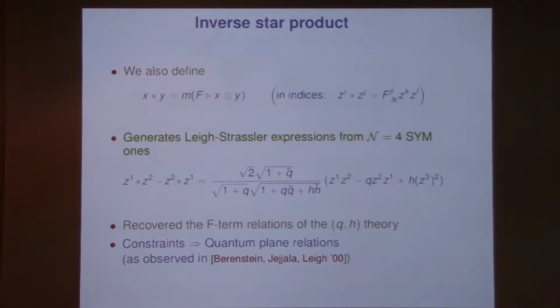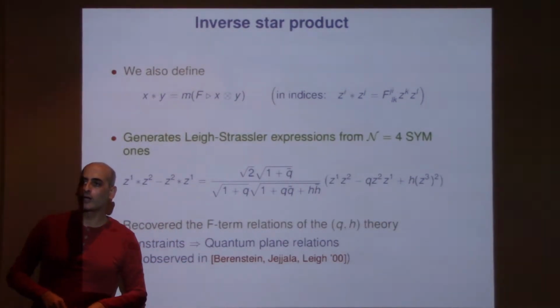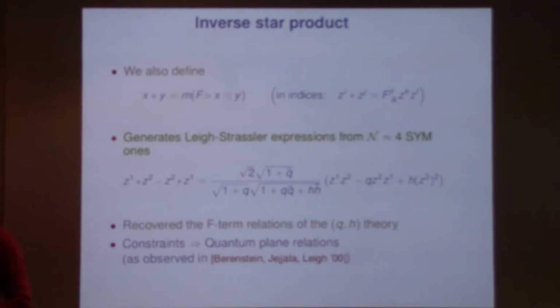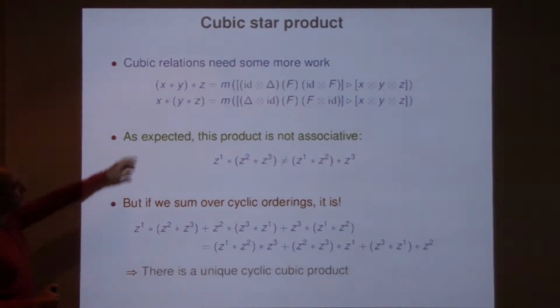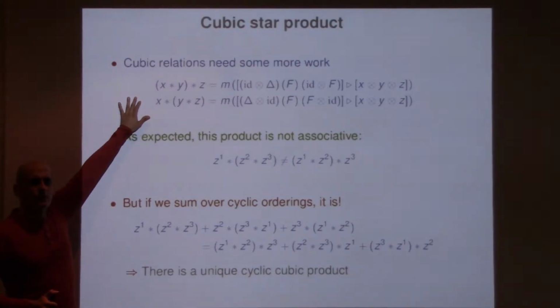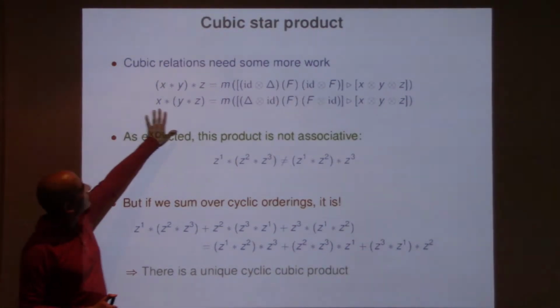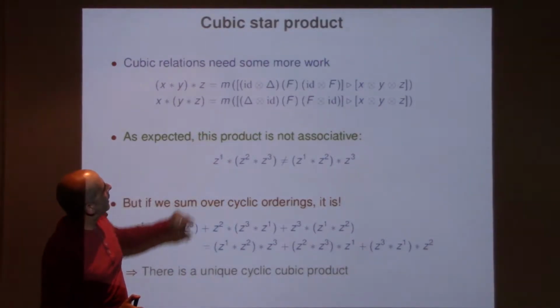Okay, so we have found a star product which takes any expression in n equals 4. Well, okay, maybe that's a strong claim. So far, any expression we've tried, we get something which is sensible in Leigh-Strassler. Now, to do cubic, you have to be careful because this is not associative. So you have to be a little bit careful with what you're doing.